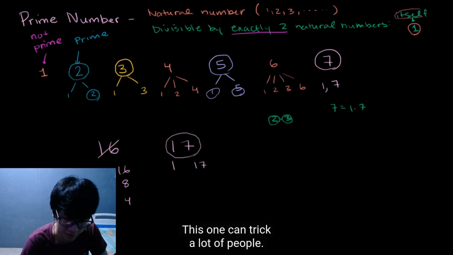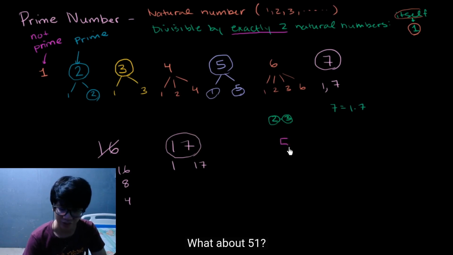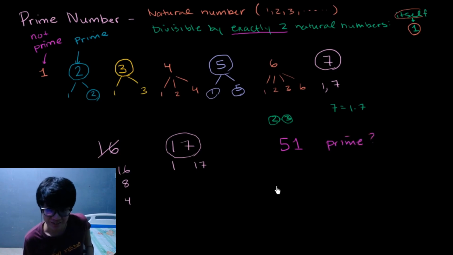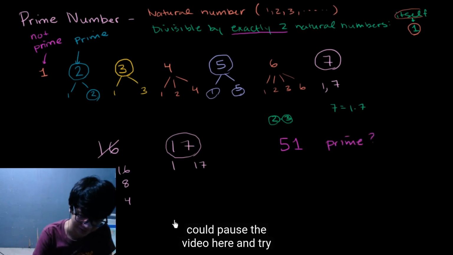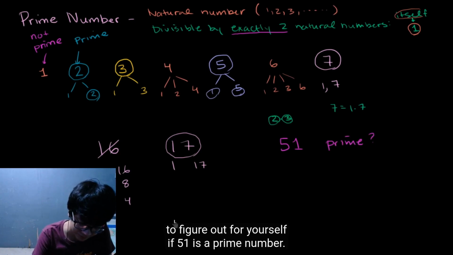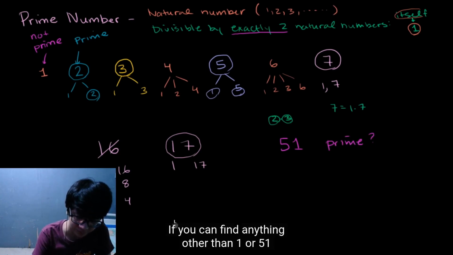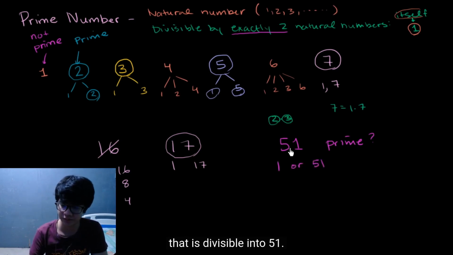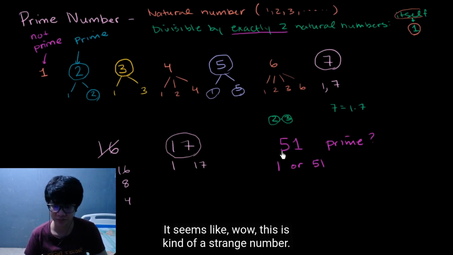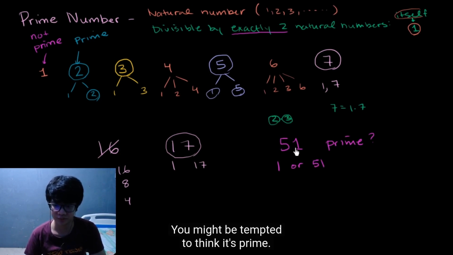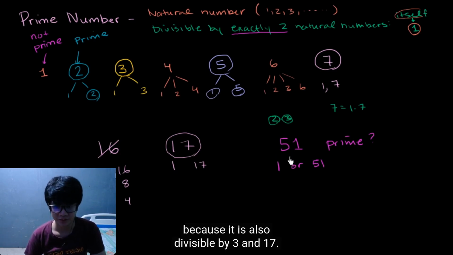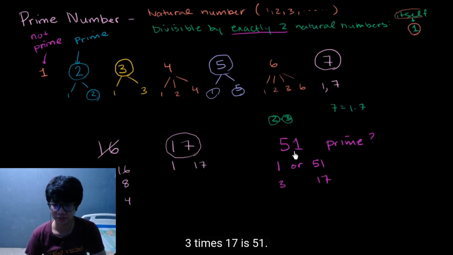And now I'll give you a hard one. This one can trick a lot of people. What about 51? Is 51 prime? No, it's not. 51 is 17 times 3. If you're interested, maybe you could pause the video here and try to figure out for yourself if 51 is a prime number, if you can find anything other than 1 or 51 that is divisible into 51. It seems like, wow, this is kind of a strange number. You might be tempted to think it's prime, but I'm now going to give you the answer. It is not prime because it is also divisible by 3 and 17. 3 times 17 is 51.